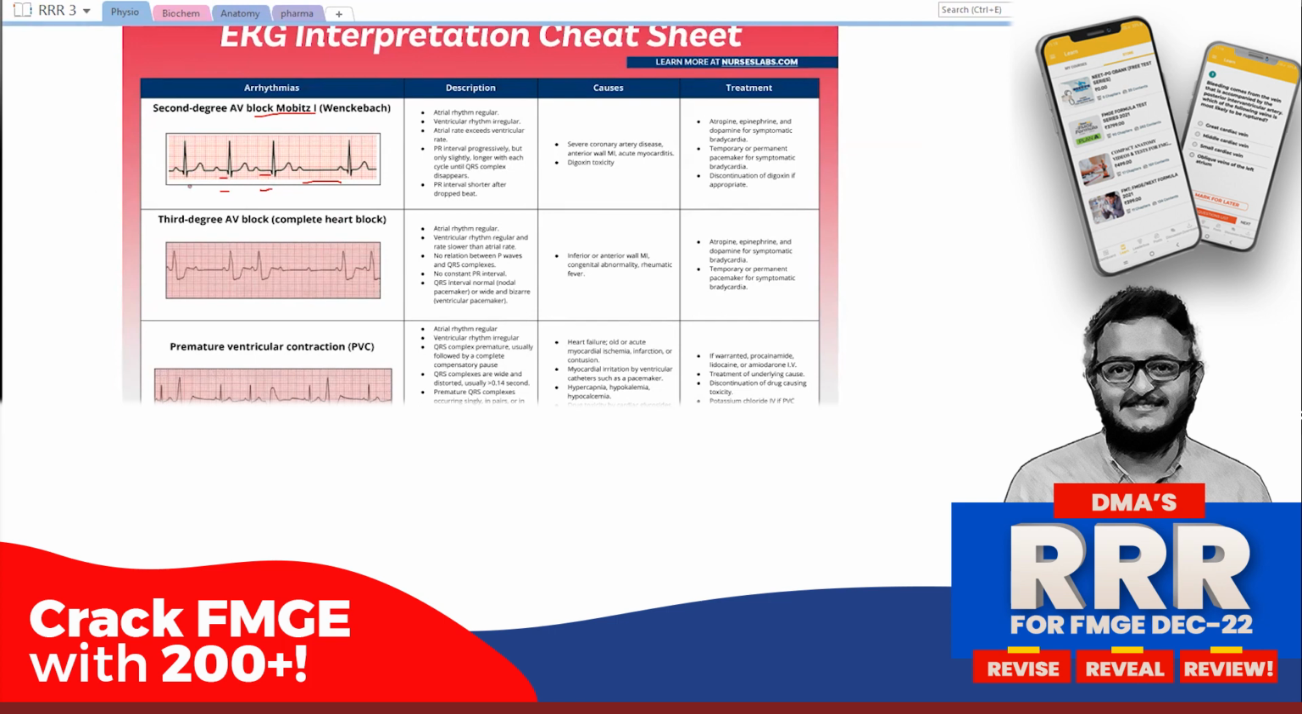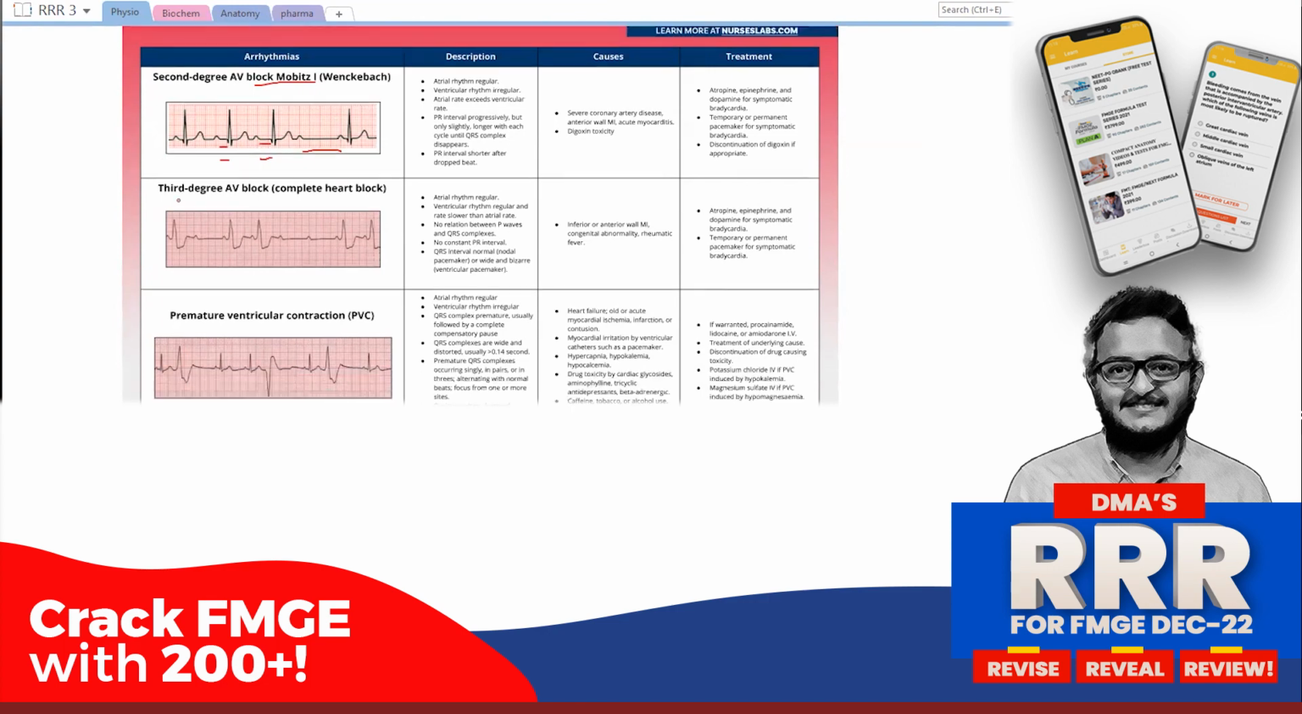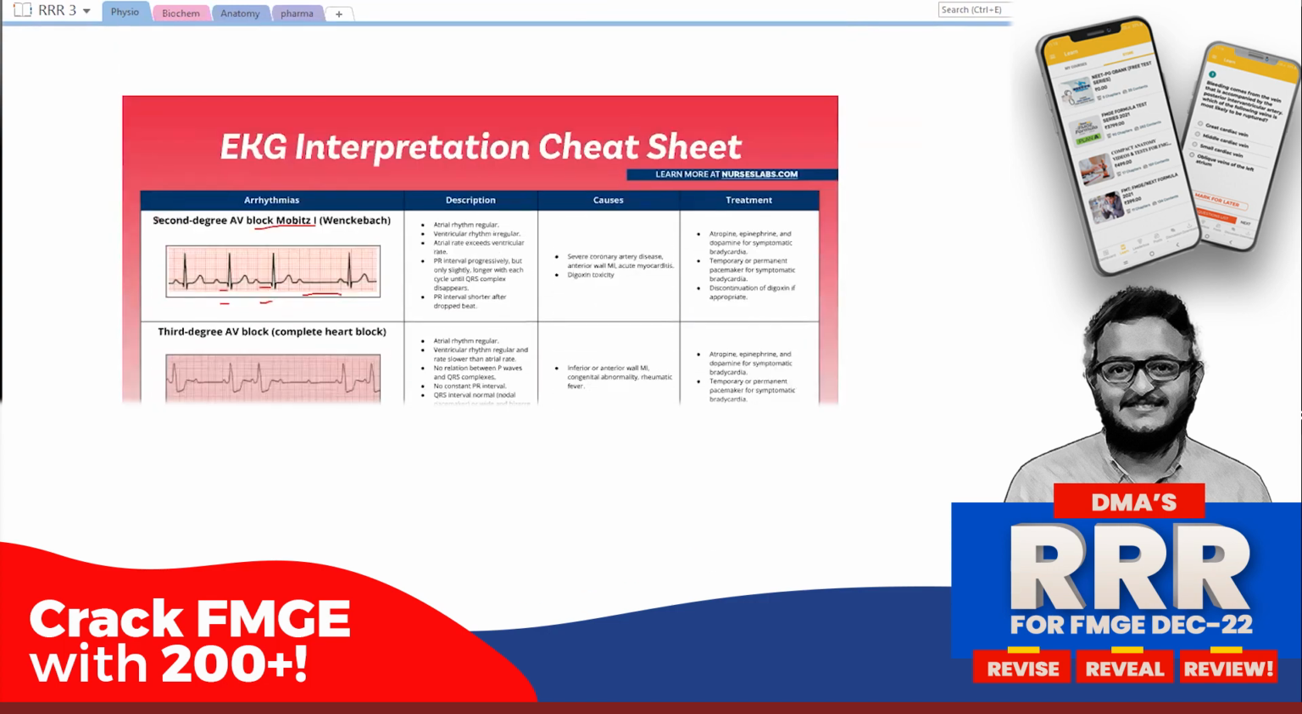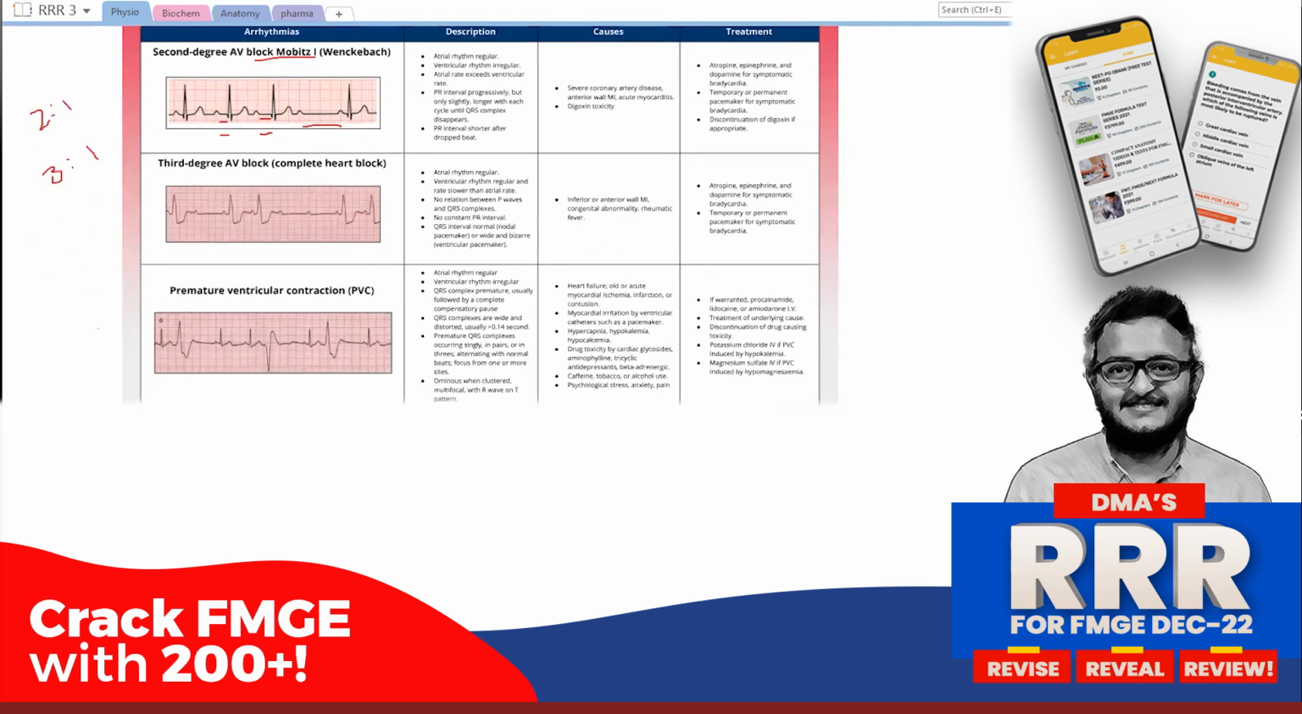Okay, then second degree Mobitz type 2. There won't be a progressive increase, there is a persistent increase. Persistently larger PR interval. I think it is not given over here. Persistently larger PR interval, and in between there will be droppage. So it can be 2 to 1, sometimes 3 to 1. Like this. So that is second degree AV block type 2, Mobitz type 2.